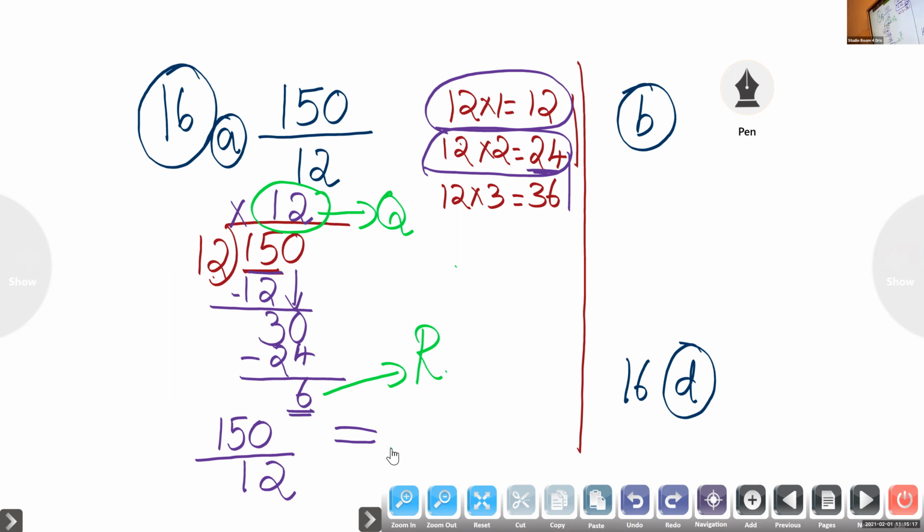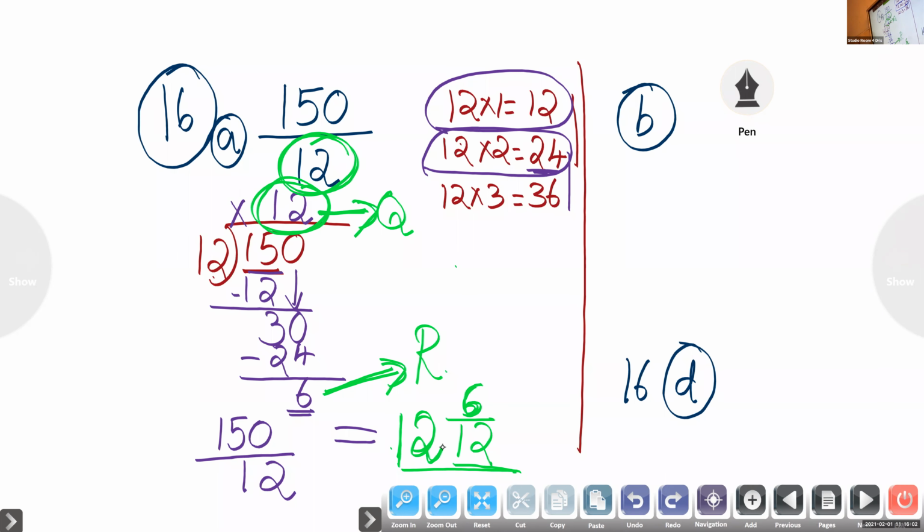150 by 12. So we got 12 as the quotient, and the remainder is 6. So how can we write it with a whole number? Which is the whole number? 12. The quotient 12 is the whole number. Yes, then? 6 by 12. Very good. Look here, the denominator is 12. That 12 we write here as the denominator, the same denominator. And the remainder will be the numerator, 6. And here 12, the quotient, will be the whole number. So 12 and 6 by 12 is the answer.